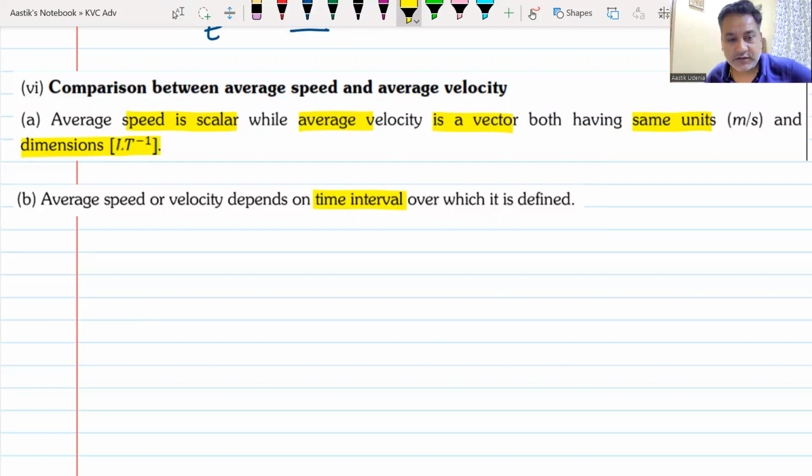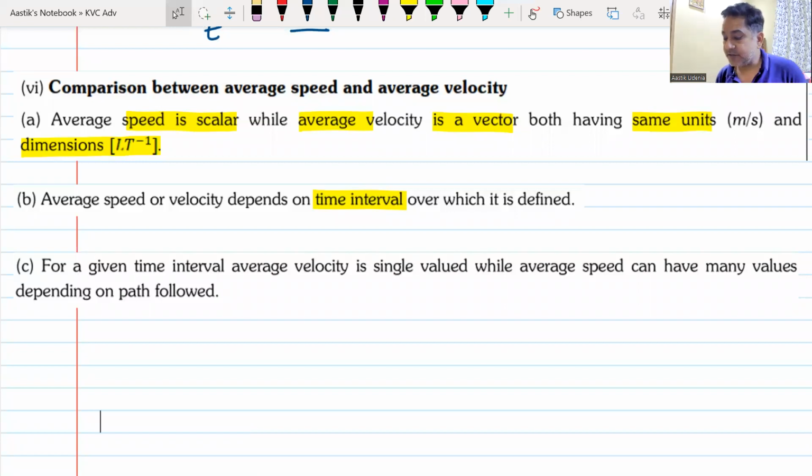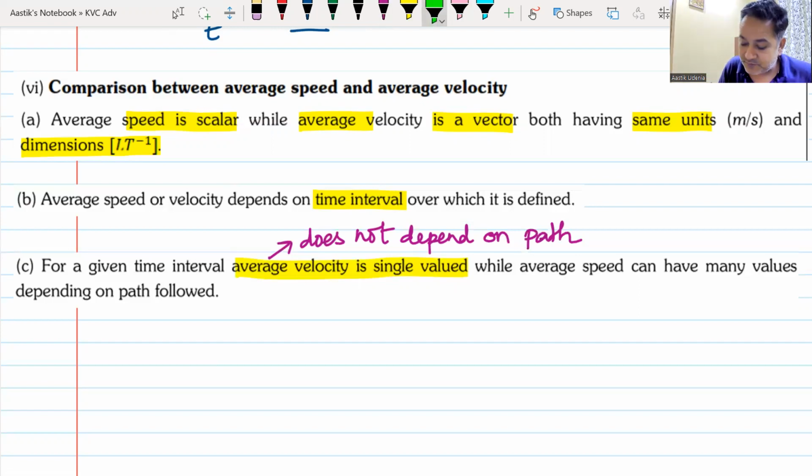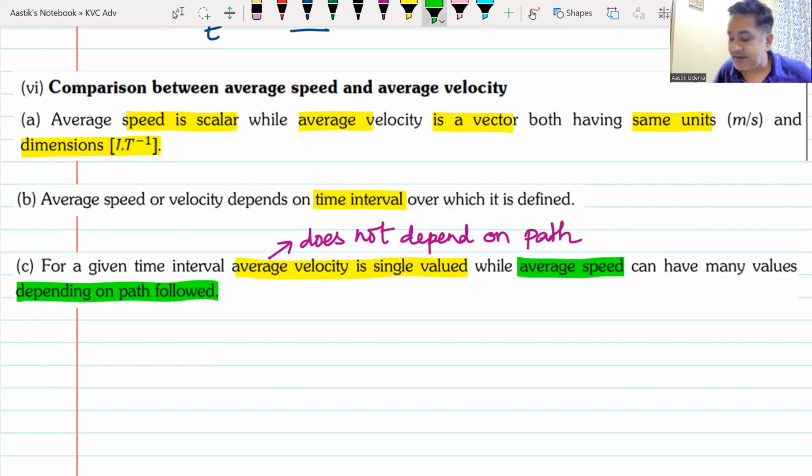Okay, then comes the next one. For a given time interval, average velocity does not depend on path, because it is total displacement. Therefore, for a given time interval, it will be the same. But average speed depends on path. Therefore, it can have different values. Do we understand this?